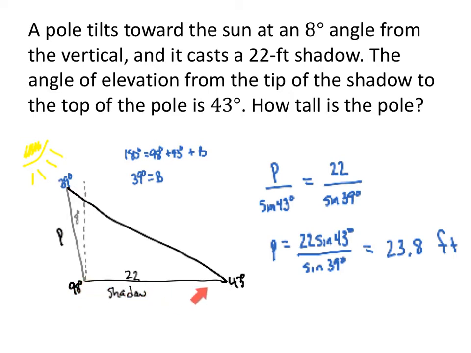The angle of elevation from the tip of the shadow to the top of the pole, so if you were laying on the grass looking up at the top of the pole, is 43 degrees. I want to know, how tall is the pole?